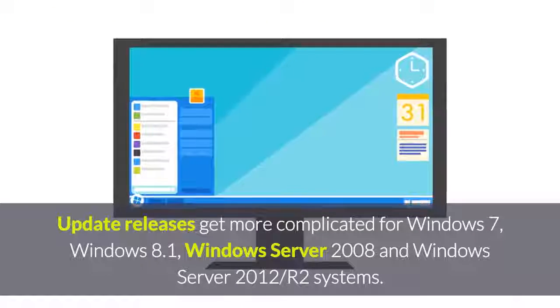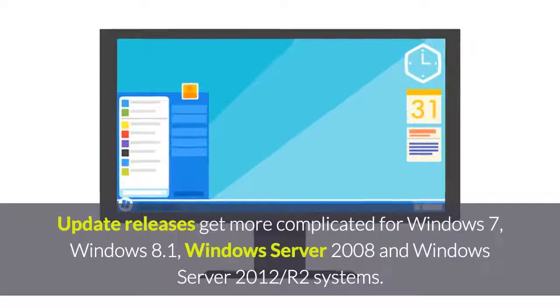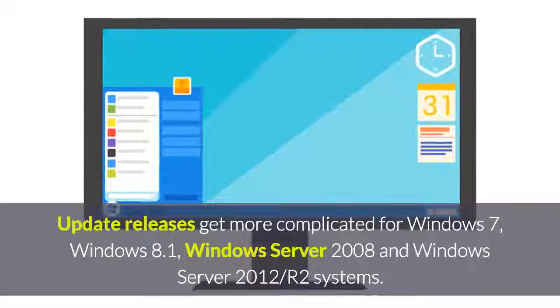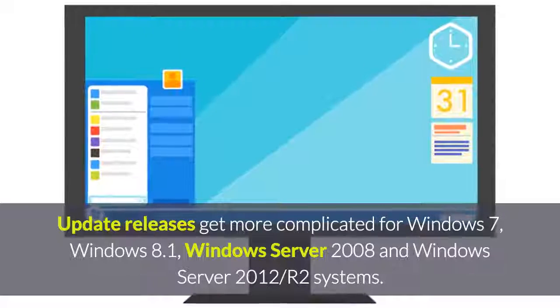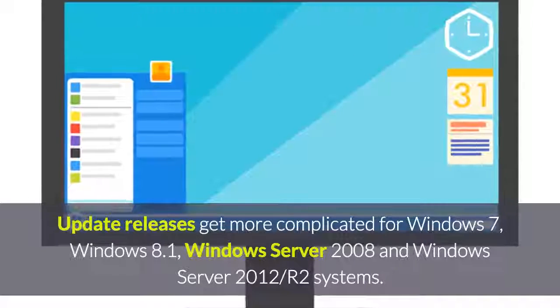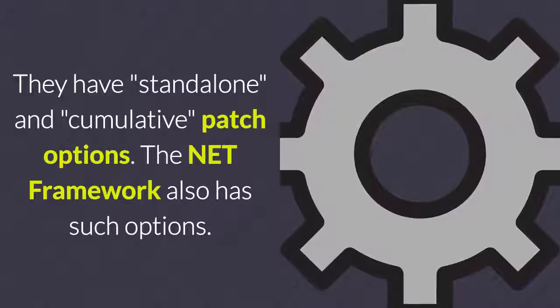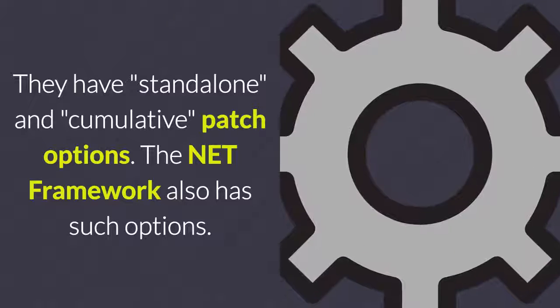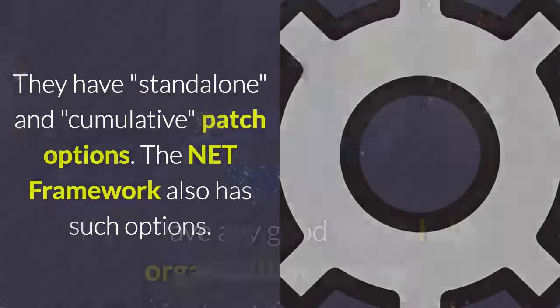Update releases get more complicated for Windows 7, Windows 8.1, Windows Server 2008, and Windows Server 2012 or 2012 R2 systems. They have standalone and cumulative patch options. The .NET Framework also has such options.